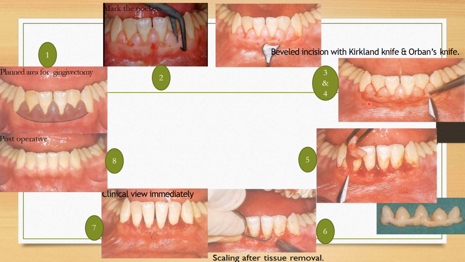This whole procedure is given like a flow chart. You can see the planned area for gingivectomy, then marking the pockets with a pocket marker, the bevel incision with Kirkland knife and Orban's knife, and the tissue removal. This is the tissue being removed, and this is the scaling and root planing after the tissue removal. This is the clinical view immediately after, and this is the post-operative view.